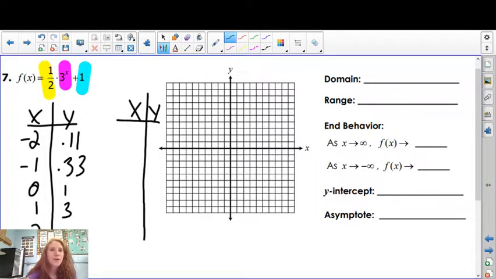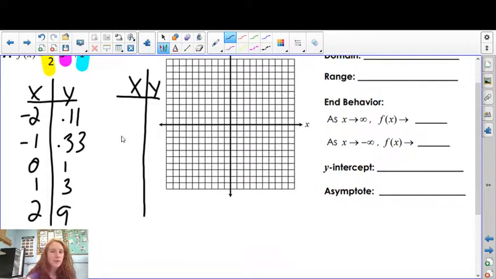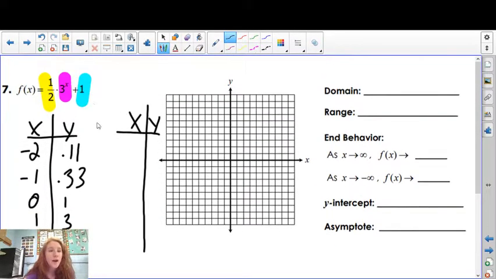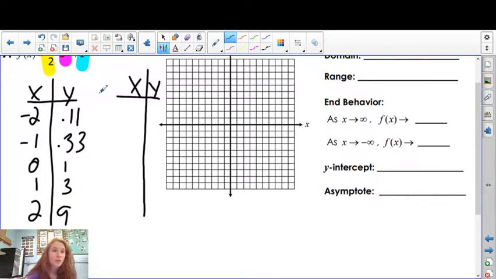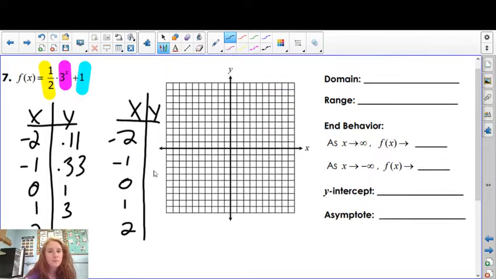I don't have any green, so my x values aren't going to change. So we're going to say -2, -1, 0, 1, and 2. However, I have a yellow and a blue. Yellow and blue both happen to be y's, so we have to go in order as I see it. Yellow comes before blue, so we're going to do this guy first. So I'm going to take my y values, divide by 2, hit equals, then add 1.